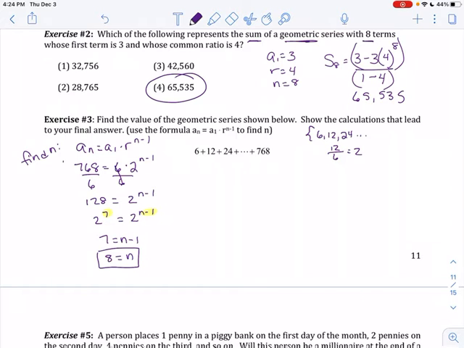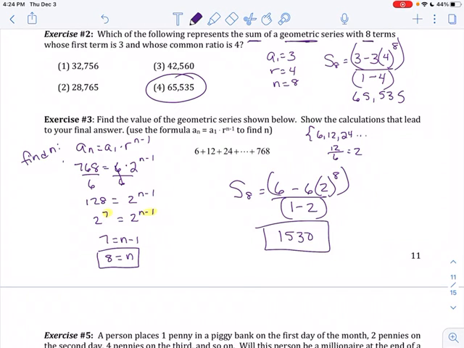All of that to find n. Now I can finally do the problem, which is to find the value of that geometric series, to add them all up. So the sum of all 8 terms equals the first term minus the first term times the common ratio to the nth power over 1 minus that common ratio. So this whole thing goes in your calculator, parentheses around the numerator and the denominator, and I get 1,530.